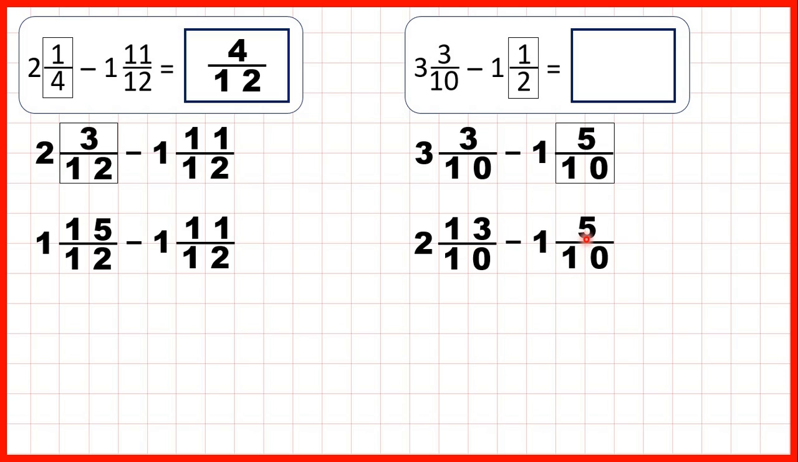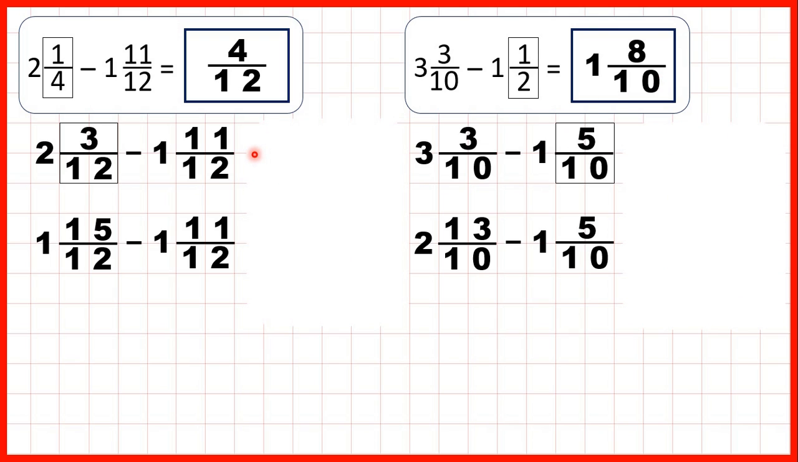13/10 minus 5/10 is 8/10, and 2 minus 1 is 1, so our answer is 1 and 8/10. Now let's show fraction bars to see what we did.